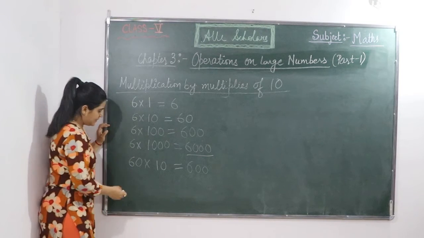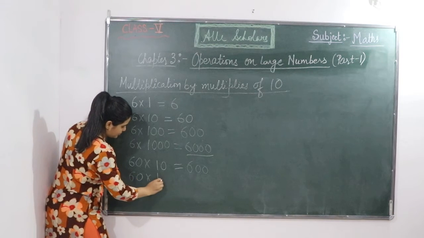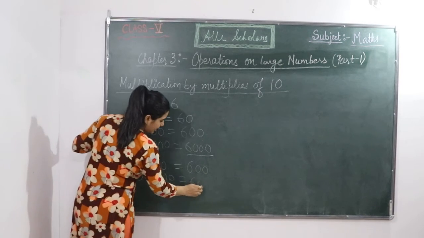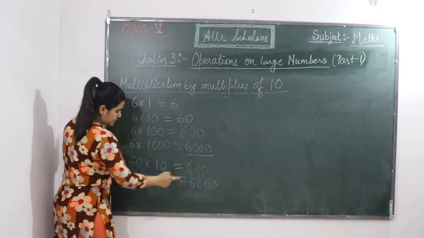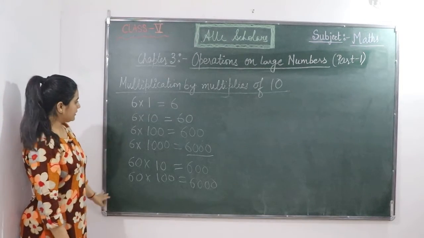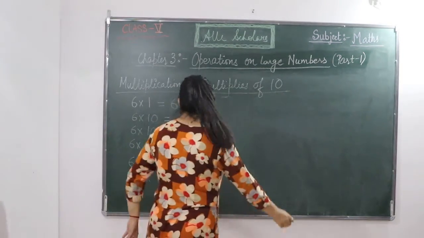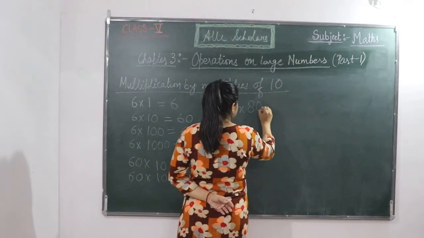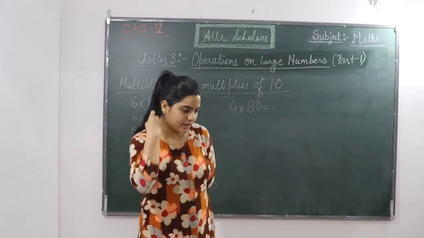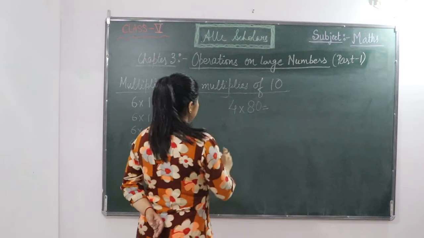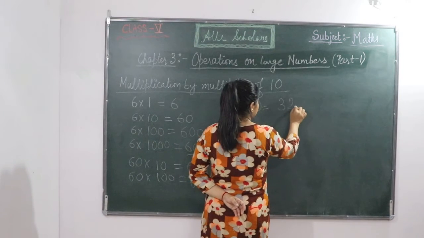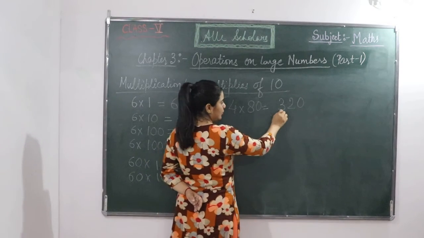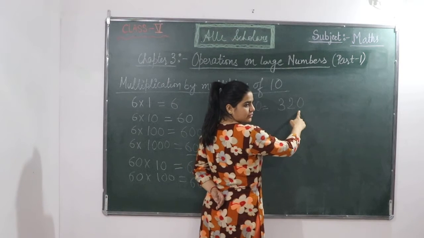Similarly, if you multiply 6 into 100... So 6,000. Okay? This is clear to you all? Now let's take some other example like 4 into 80. Okay? So 80 here is again a multiple of 10. So this will give you 320. We know that 4 into 8 is 32 and we have to just put 1 zero.